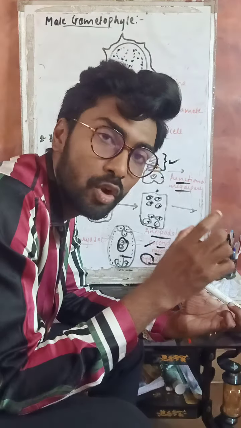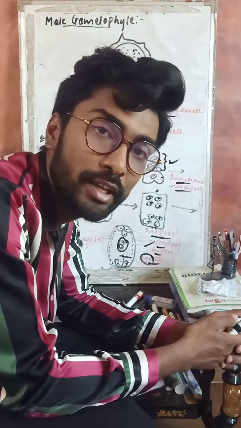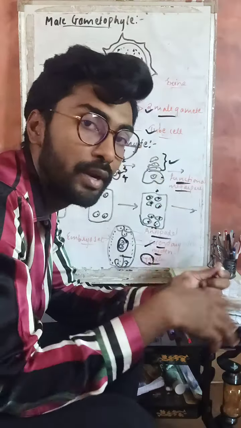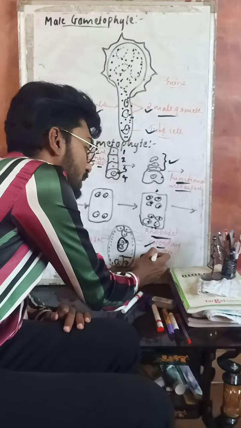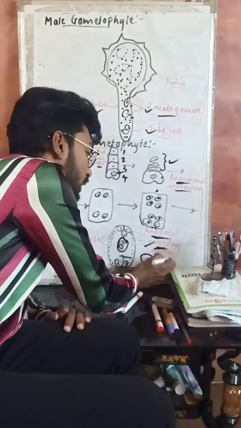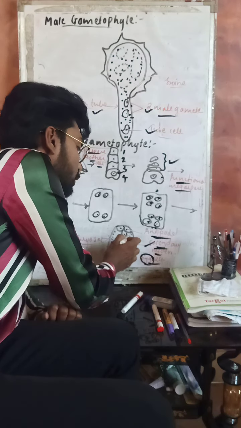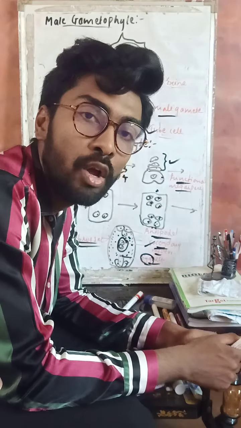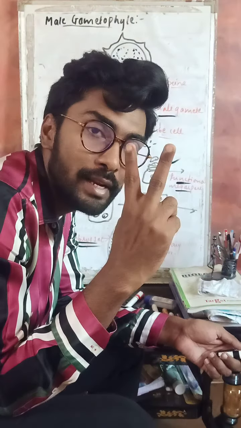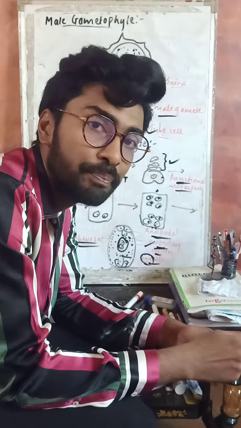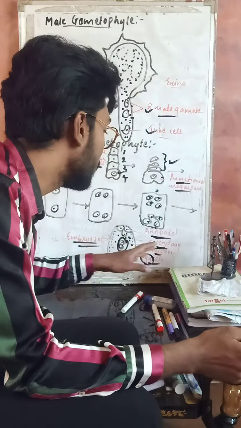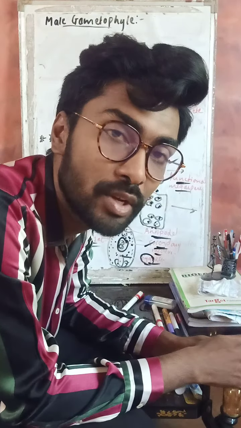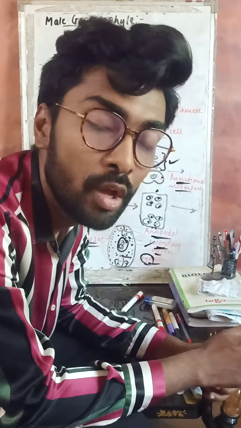So the central cell is called the egg cell and the 2 flanked cells are called the synergid cells. Now the structure containing 3 components, that is, first antipodal cells, second the secondary nucleus and third the egg apparatus, along with the cytoplasm, together is called the embryo sac or the female gametophyte, correct?